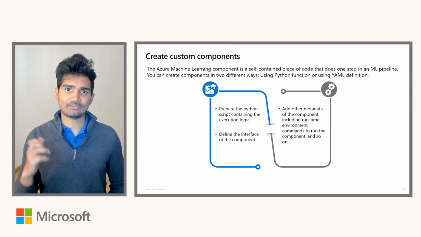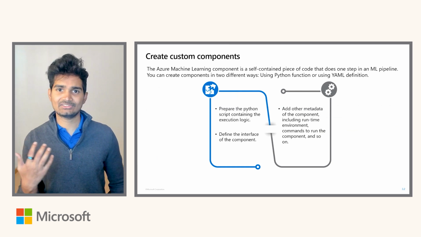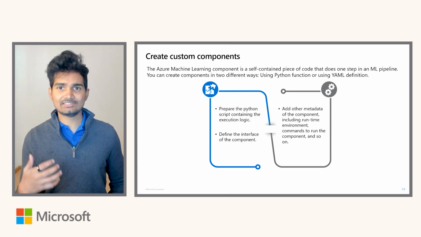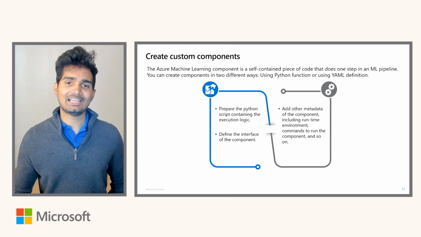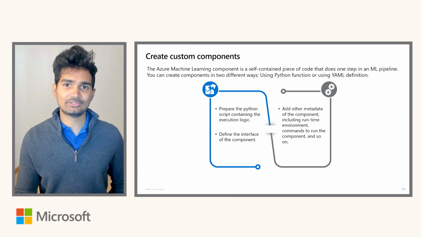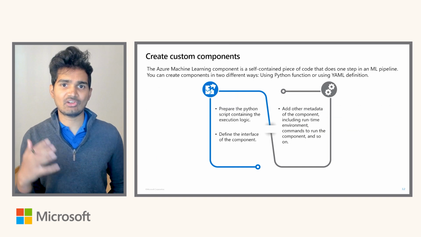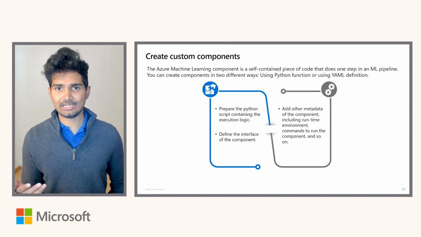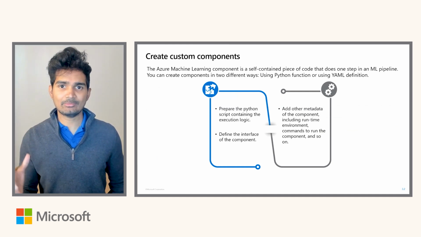By using the Python function, prepare the Python script. The script contains the execution logic of your component. It defines the component interface by specifying the inputs and the outputs. And by using YAML definition, add other metadata. This includes runtime environments, commands to run the component, and additional settings. Both methods ensure that your workflow is streamlined and efficient.